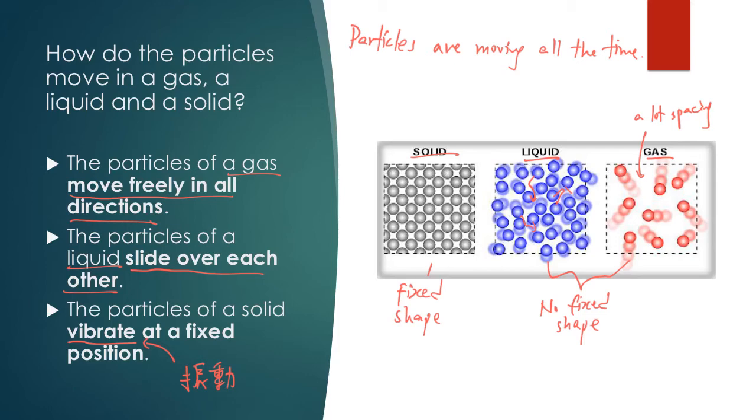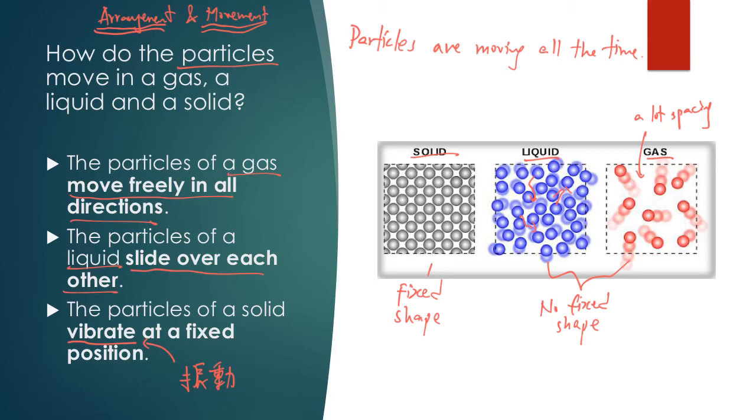So far we have completed talking about the particle model of solid, liquid, and gas: the arrangement of the particles and also their movement. We try to explain their features and properties by using the particle model. After this slide, we're going to look at how we apply the particle model.